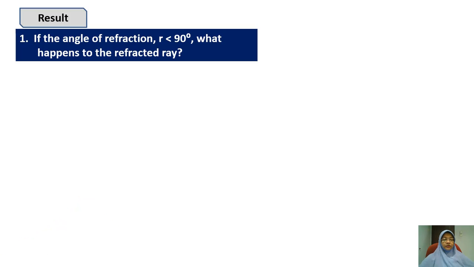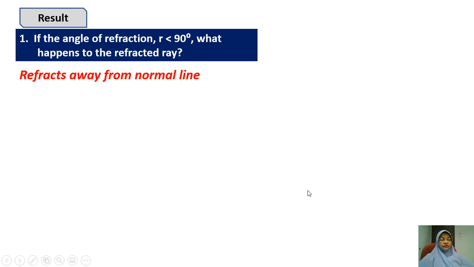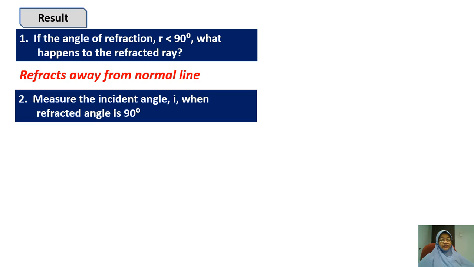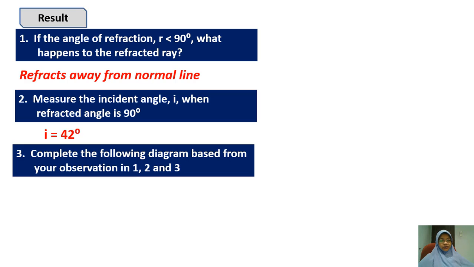So the result is that if the angle of incidence is less than the critical angle, what happens to the refracted ray? It refracts away from the normal line. We measure the incident angle I when the refracted angle is 90 degrees. When we do the experiment, I equals 40 degrees. Complete the following diagram based on your observations in 1, 2 and 3.